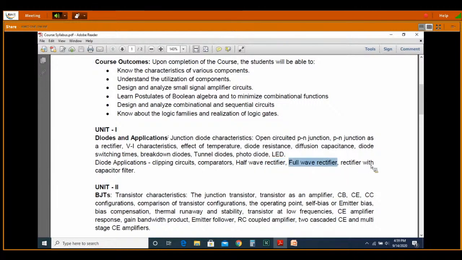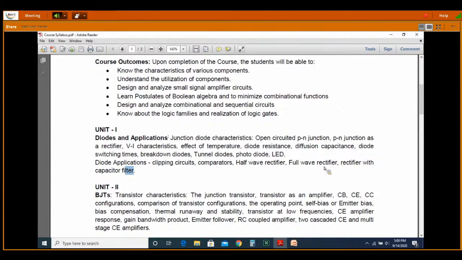And then today we wound up with the rectifier with the capacitor filter. Now we are connecting only a capacitor as a filter at the output of these two rectifiers. How it is blocking the DC value, how it is blocking the AC ripples, and how it is eliminating the AC ripples, that we discussed in today's class. Okay, I think this is the end of your unit number 1.